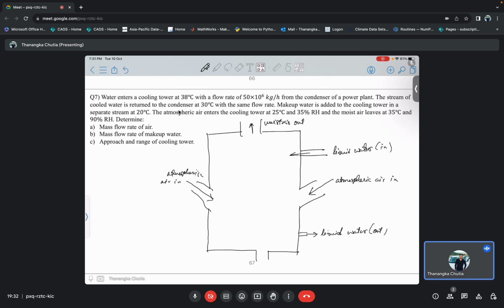Now in doing so there will be some condensation or evaporation process. If the water gets lost, some makeup water will be added from here. Okay, makeup water. Now we name this as point 1, this as point 2, this as point 3, this is also point 3, and we name this as point 4. So what are the things that are given to us?